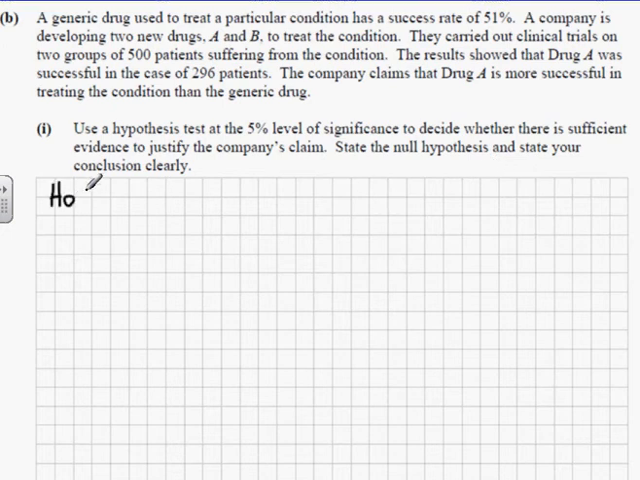The null hypothesis is that nothing has changed. It's always that nothing has changed, okay? Yesterday we said it has changed. That's why we got the mix-up, okay? So what you say is drug A is not more successful than the generic.